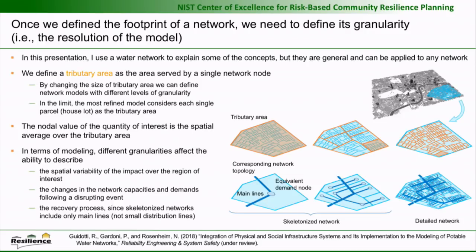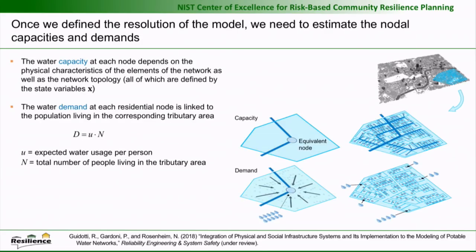In terms of modeling, different granularities affect the ability to describe the spatial variability of the impact over the region of interest, affect the ability to describe the changes in the network capacities and demands following a disrupting event, and finally, affect the ability to describe the recovery process, since skeletonized networks only include main lines and not the smaller distribution lines. Once we define the resolution of the model, we need to estimate the nodal capacities and demands. The water capacity at each node depends on the physical characteristics of the elements of the network, as well as the network topology, all of which are defined by the state variables X. The water demand at each residential node is linked to the population living in the corresponding tributary area.